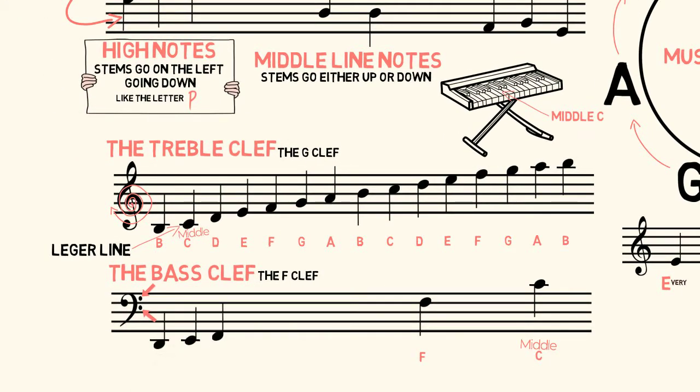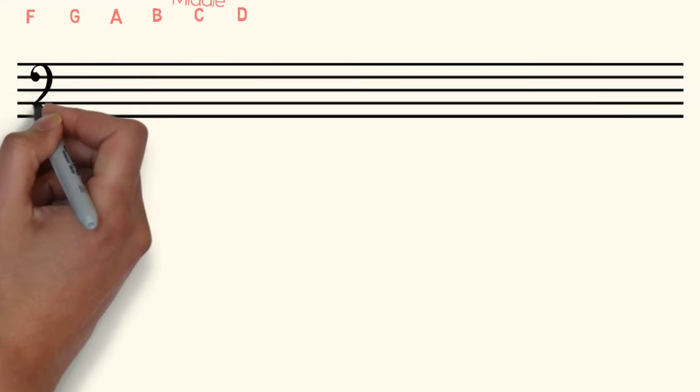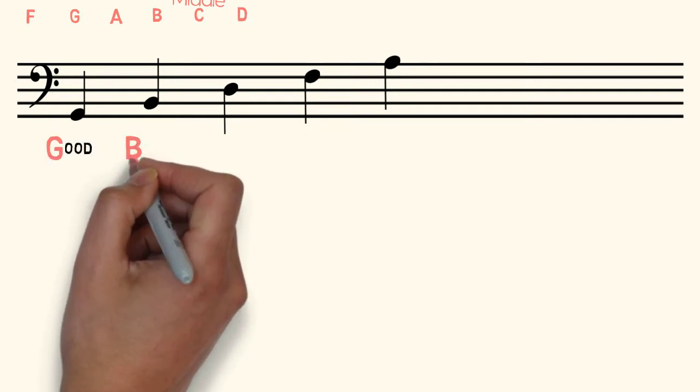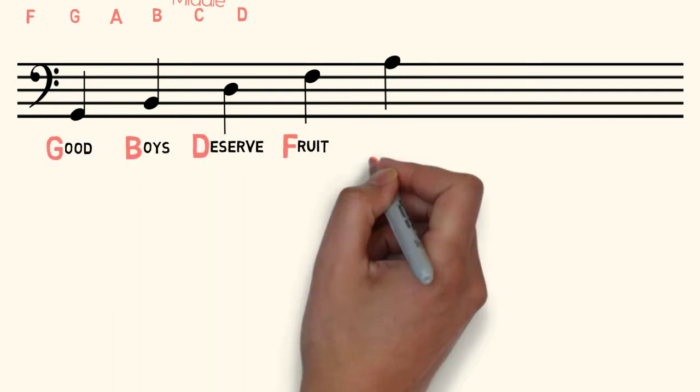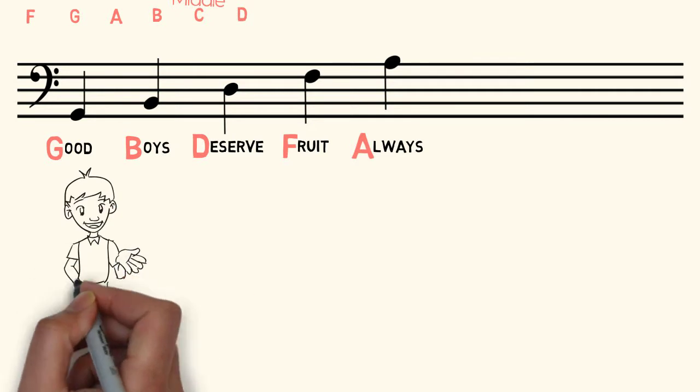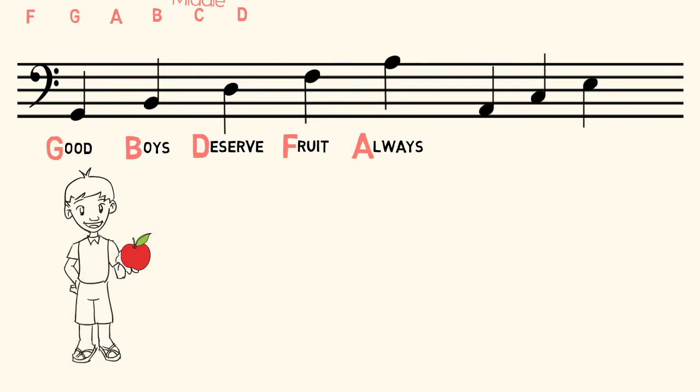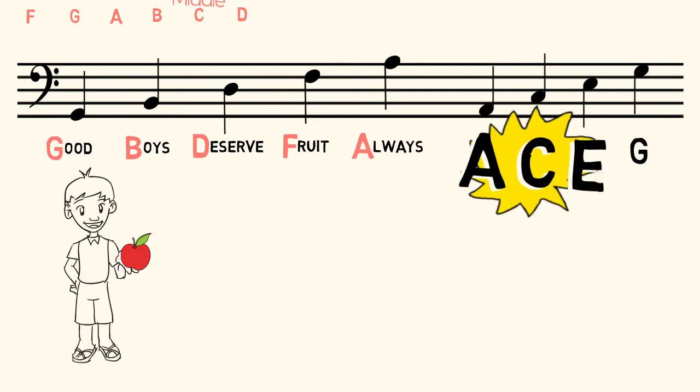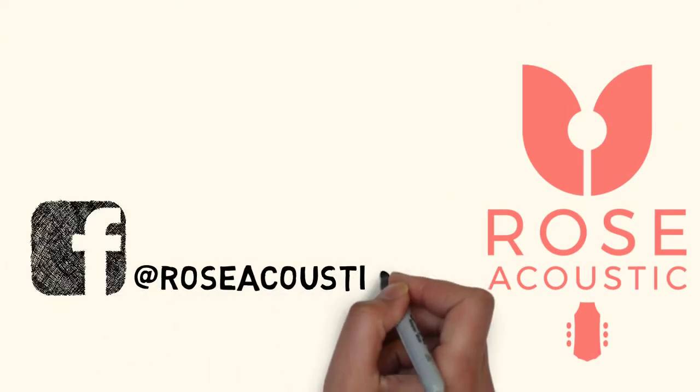On the bass clef you need to know the notes from the D below the stave to the D above middle C. On the bass clef, again the rhymes are the easiest way to remember the notes. I always learnt, "Good boys deserve fruit always," but again you can make up your own. In the spaces, I always remembered Ace G, but I'm sure you can come up with something better than that.